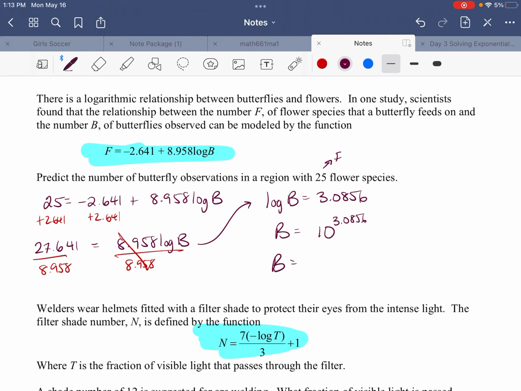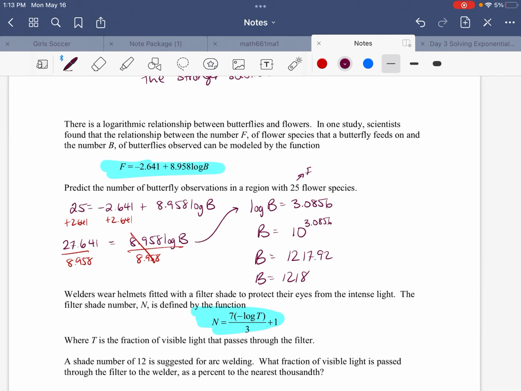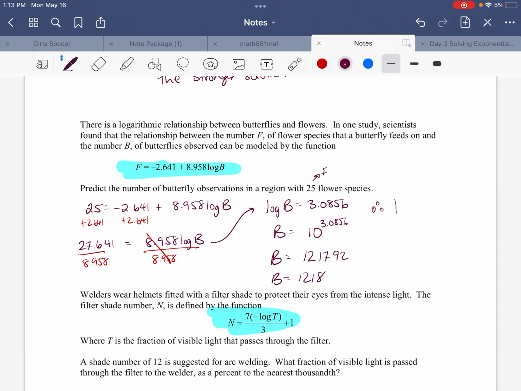So B is equal to 1,217.92, which we will round to 1218. So therefore, I predict there will be 1218 butterflies. Observations, anyway.